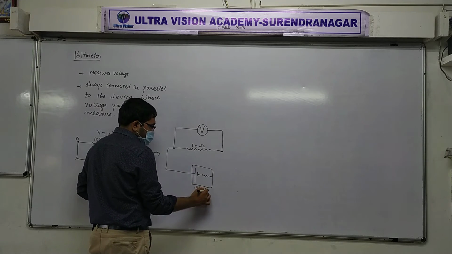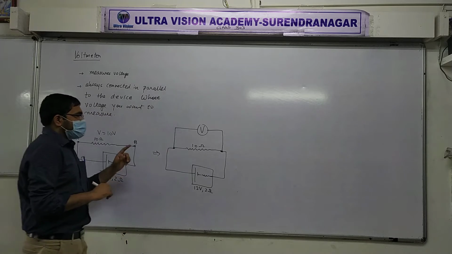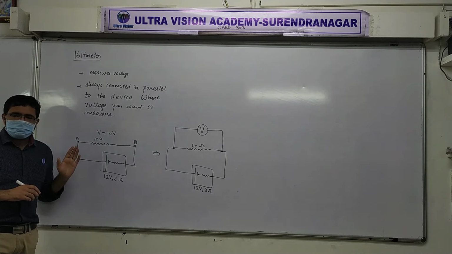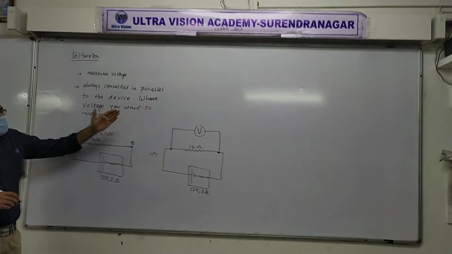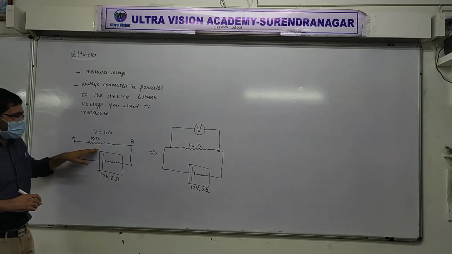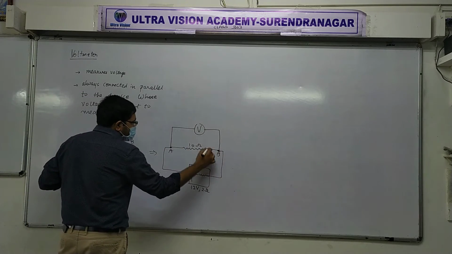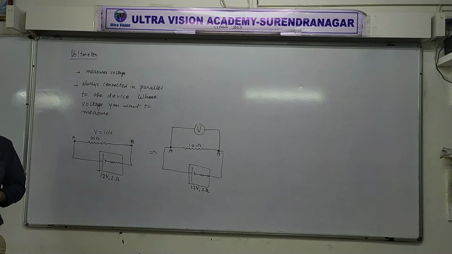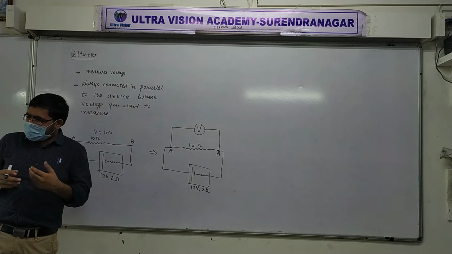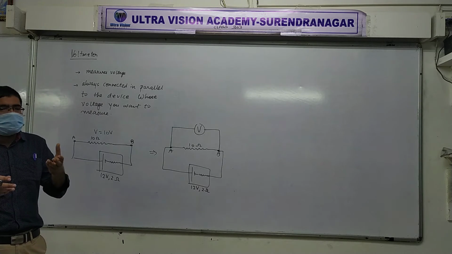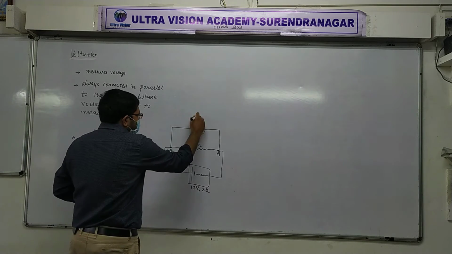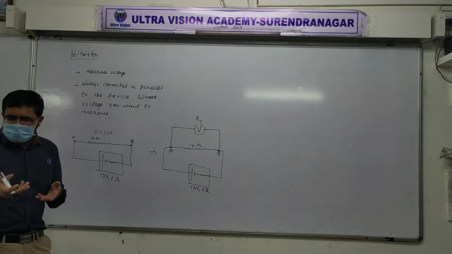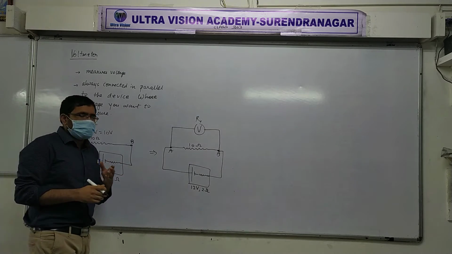Okay. So 12 volt, 2 ohm. The circuit diagram is clear to you. Where have we connected the voltmeter? Parallel to the device for which we want to find voltage. And voltage between A and B, parallel. Okay. Now, this voltmeter will obviously be made up of some materials, etc., so it will have some resistance. Yes or no? Yes. For example, its resistance is RV, the resistance of the voltmeter.